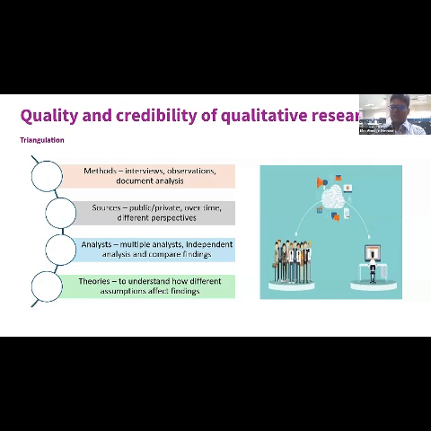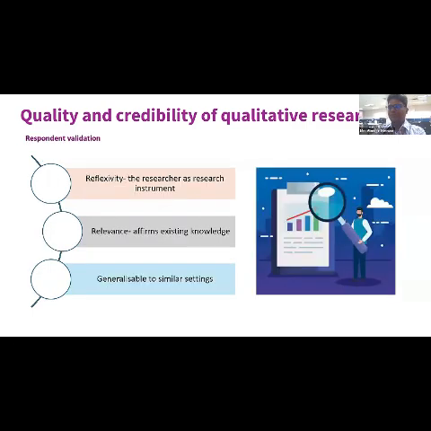It can also help with theories, to check whether the data match the conceptual or theoretical framework we planned at the beginning, or whether it is different after we collect the data. And respondent validation is another way of ensuring the credibility of qualitative research.